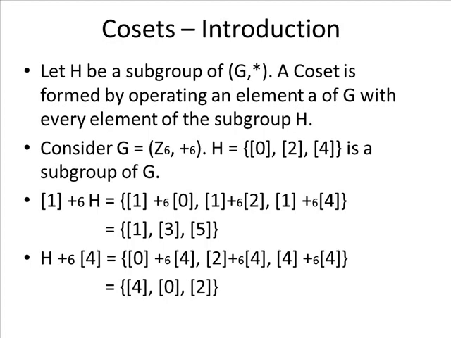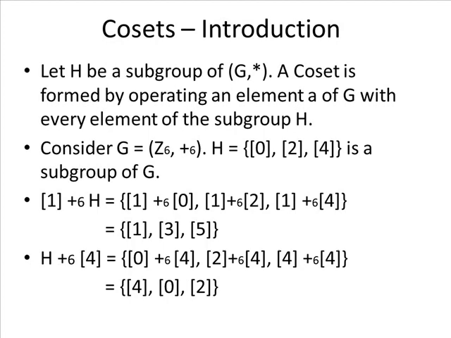So the definition goes like this: let H be a subgroup of G star. A coset is actually formed by operating an element a with every element of this subgroup H. So as a simple example, we'll have a look at the group Z6, the set of all remainders when you divide any integer by 6, which is operated upon by the addition modulo operator. And let's pick a subgroup H containing 0, 2 and 4. Clearly this is a subgroup, you can always verify that.